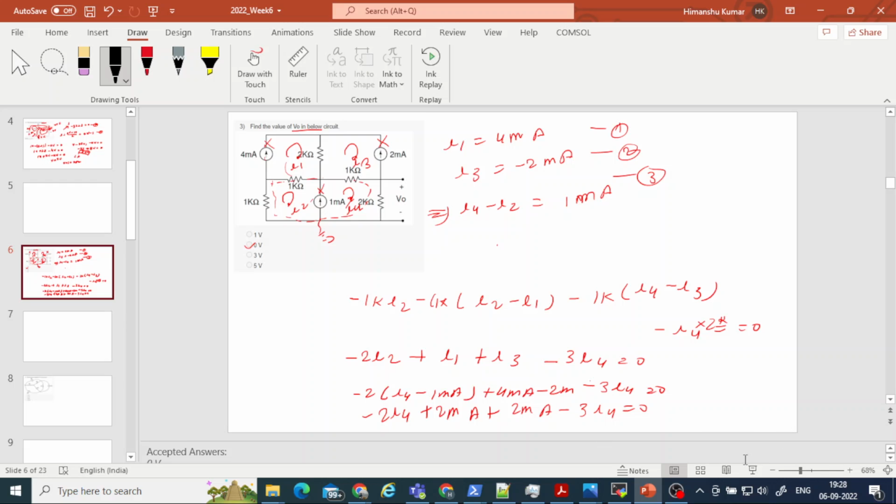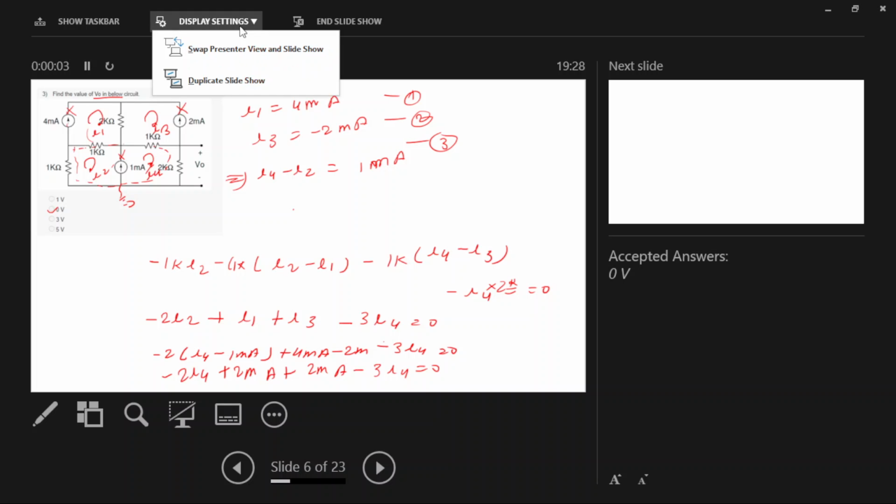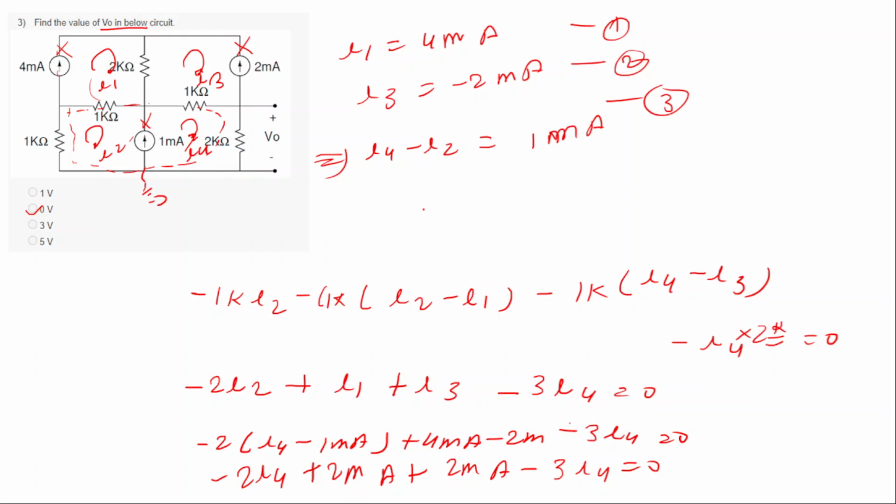Yeah, so finally it will cancel. It will get cancelled, just wait. Finally it will get cancelled. So the final answer, I4 will become 0 and V out will be 0 times the 2K, which equals 0 volt. I am making some mistake somewhere.